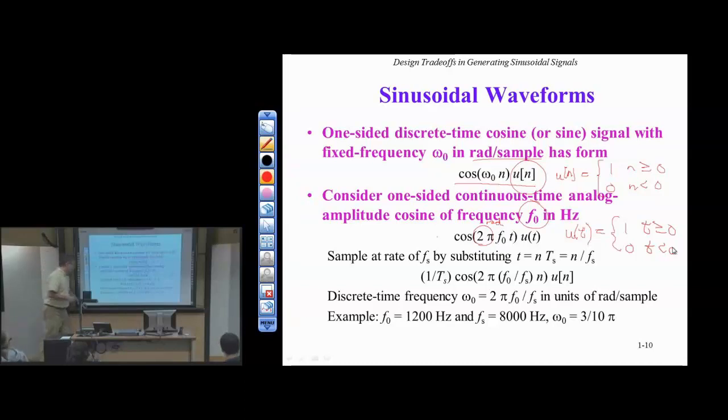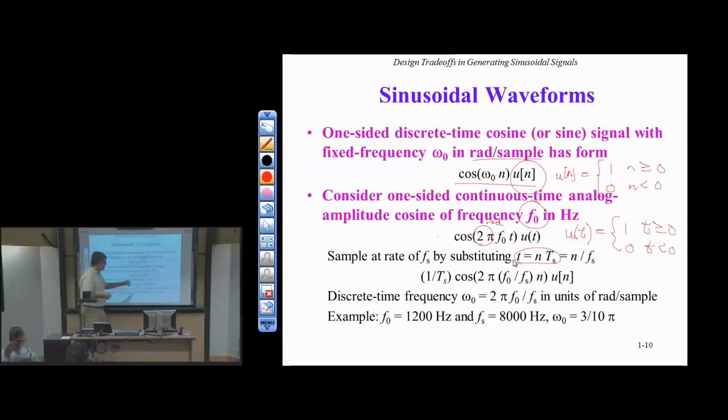So now let's go ahead and sample the continuous time one-sided analog cosine. And we do the sampling by substituting in little t as some integer multiple of a sampling time, capital T sub s. Now the sampling time is 1 over the sampling rate. So I can either substitute in t, and what I'm going to say by sampling is I take uniformly spaced samples in continuous time to get my discrete time signal.